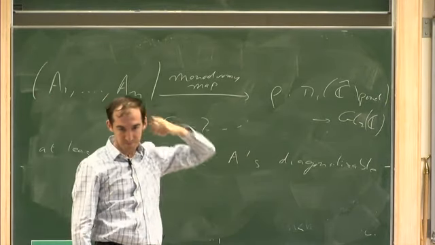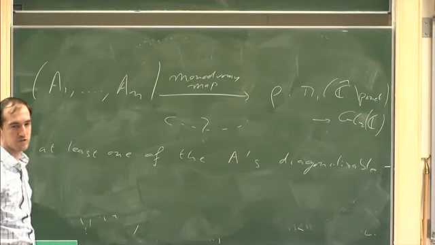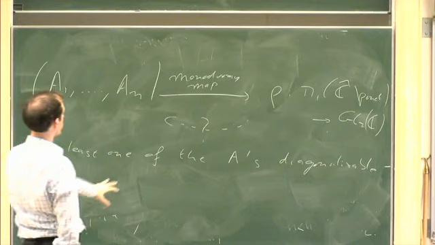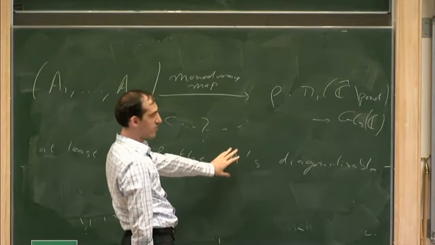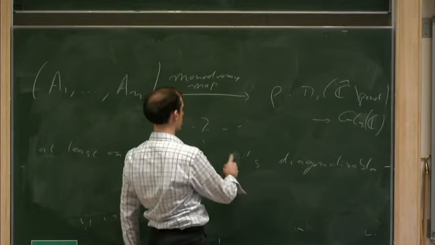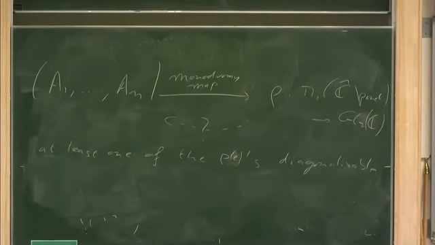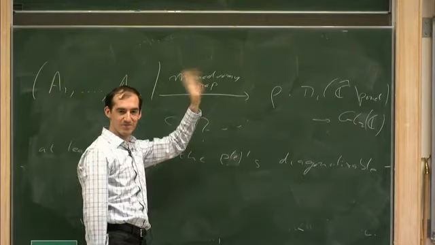Okay, so I'm confused. I thought the problem was to find the A's from the monodromy. Yes, and it's not, yeah, right. So it's known that if at least one of the monodromy matrices is diagonalizable, then you can invert it. Yeah. Thanks.